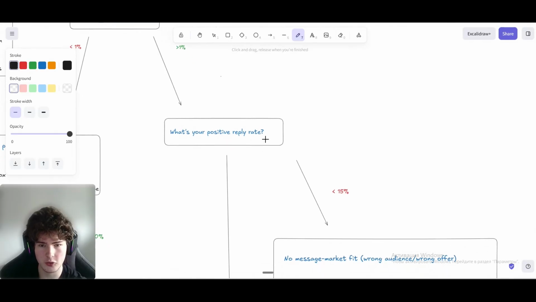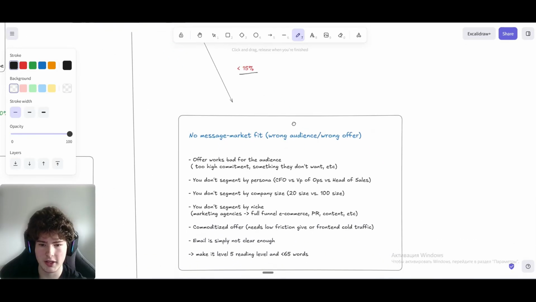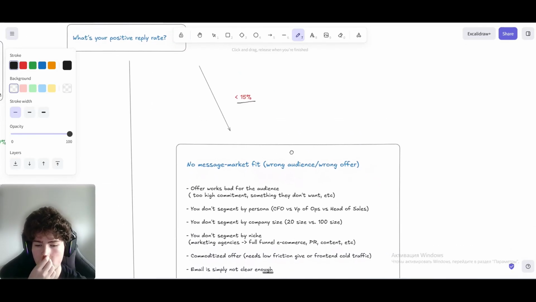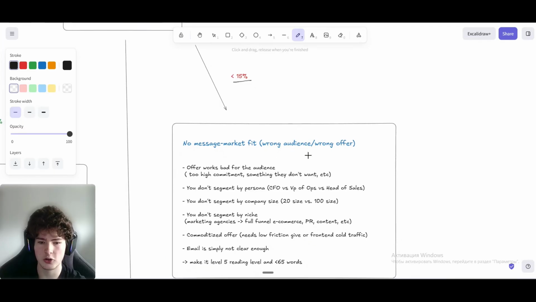Okay, so we're moving down the decision making process. If it's less than 15%, I count it as basic fundamentals. I usually don't have any lower than that for any of my clients. Then it's probably no message market fit, which is not my term, but I hope you get the idea. So it's either wrong audience or wrong offer, or both of them are wrong. So let's break it down actually.